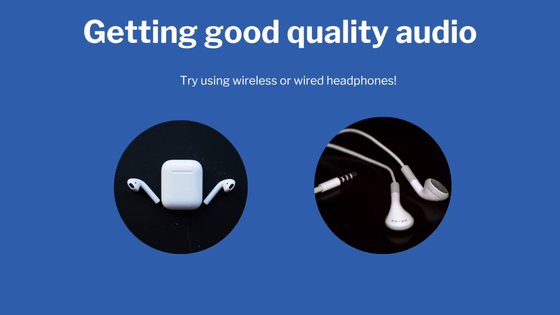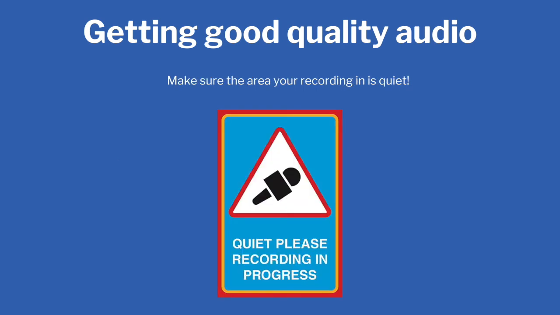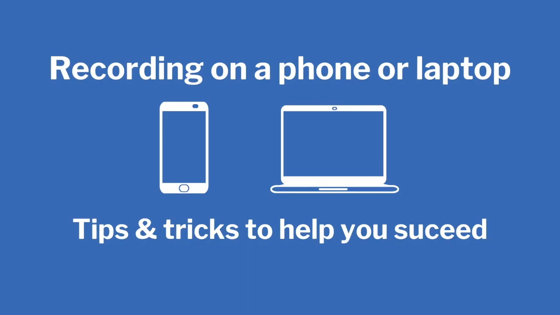You could also use wired headphones. Make sure that the area you're recording in is quiet. If you have roommates, let them know when you'll be recording. Or you could try to find a private area to record in, like a study room, if you live on campus. Those are some tips and tricks that you could use to succeed when recording yourself on a phone or laptop.